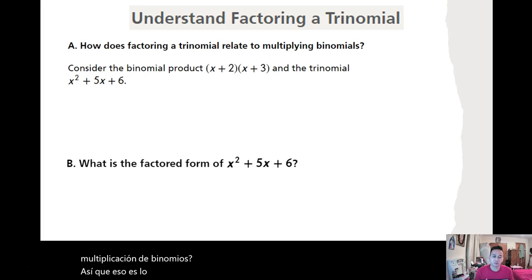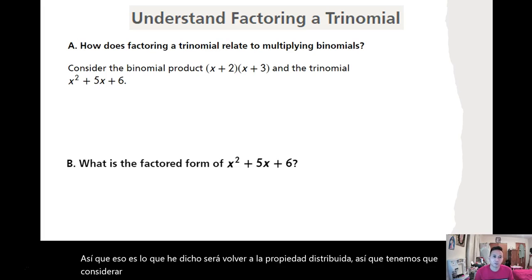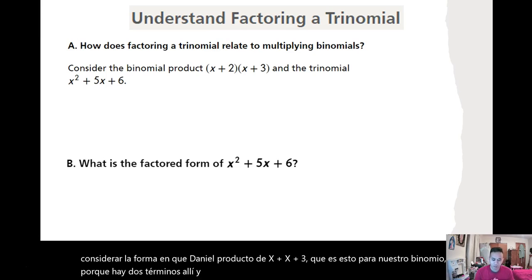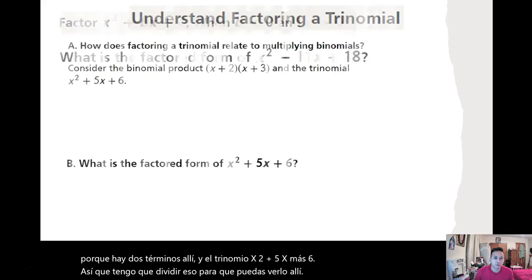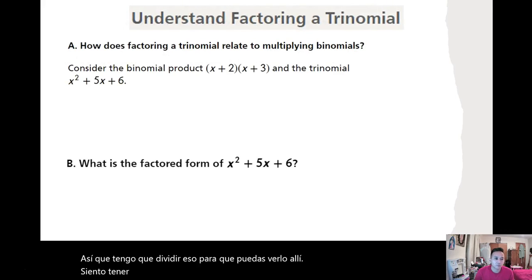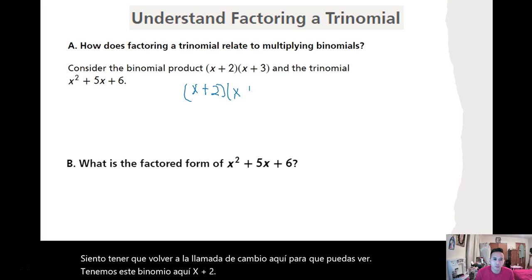We'll be going back to the distributive property. We have to consider the binomial product of x plus 2 times x plus 3, which are two binomials because there are two terms there, and the trinomial x squared plus 5x plus 6. So we have this binomial here, x plus 2, times x plus 3.